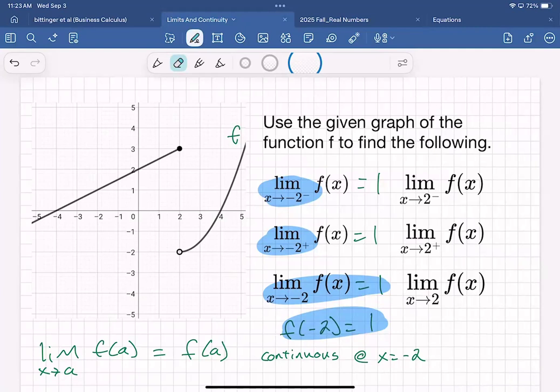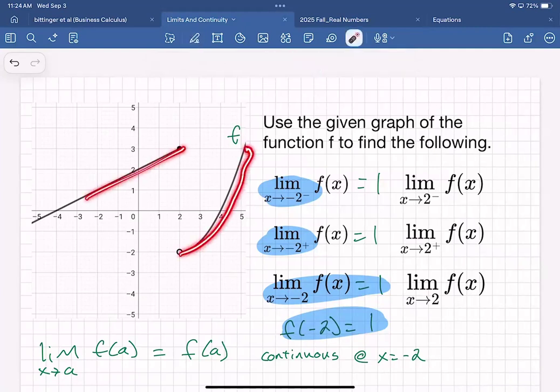With that said, what changes when we look at positive 2? We can visually see what's going on here. Is it continuous? No, and that's one nice thing about having a graph. We can visually see that there's no continuity here. This would be a jump discontinuity. Once I get here, I have to jump down and continue on.